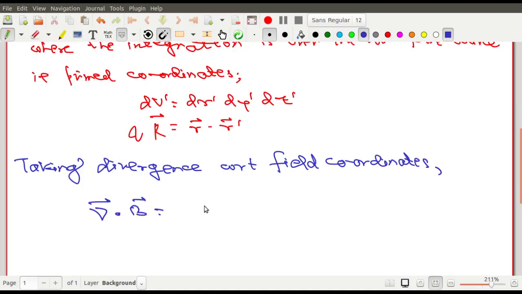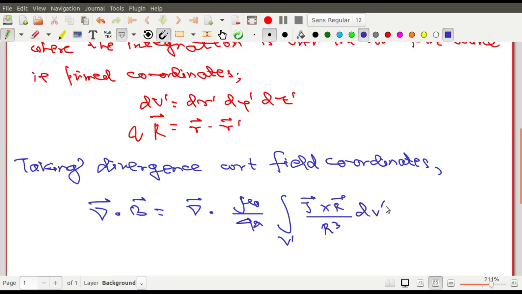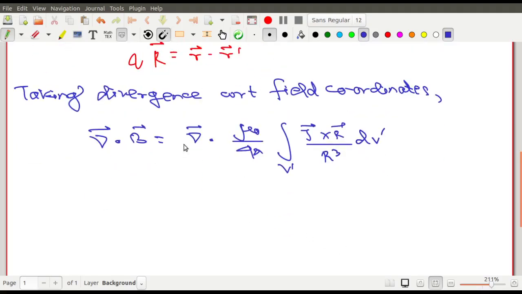Taking divergence with respect to field coordinates, you may write divergence of B vector is equal to divergence of mu 0 by 4 pi, integration over V dash, J cross R by R cube into dV dash. Right? Now this divergence you can take inside the integral.